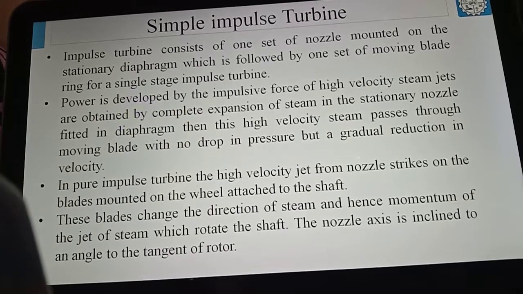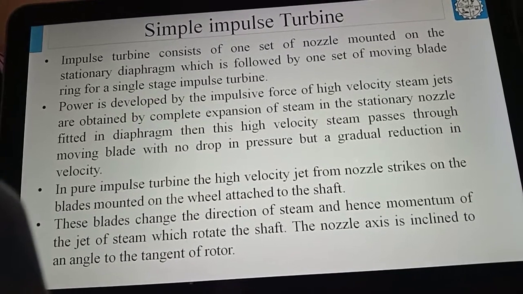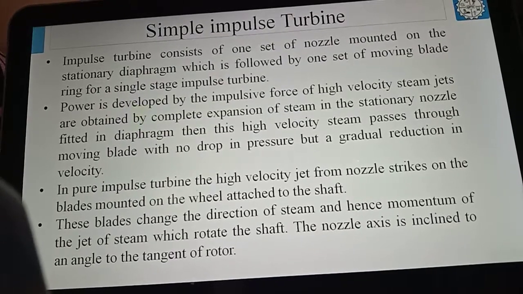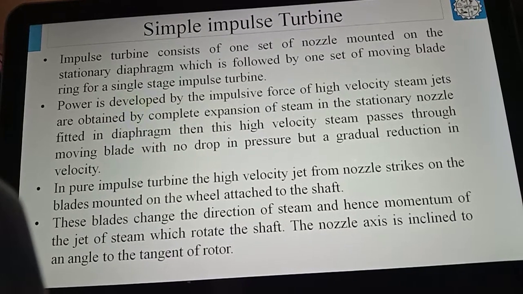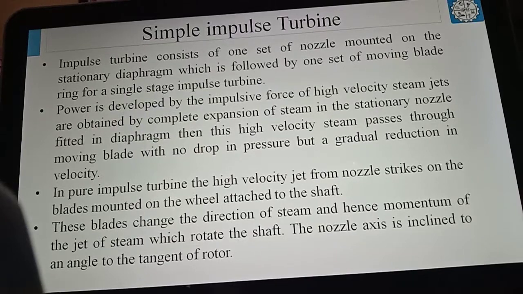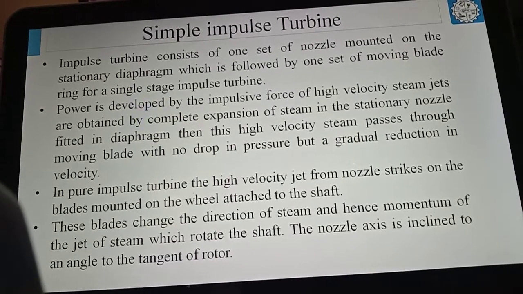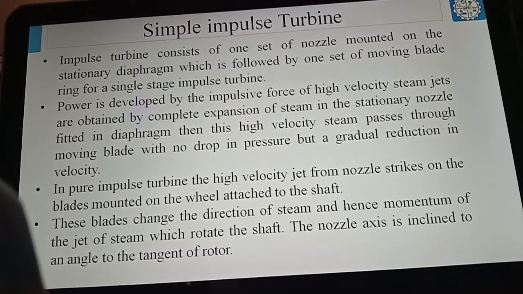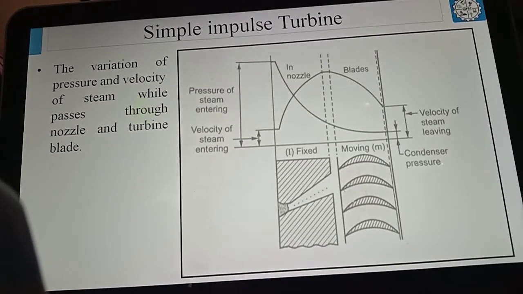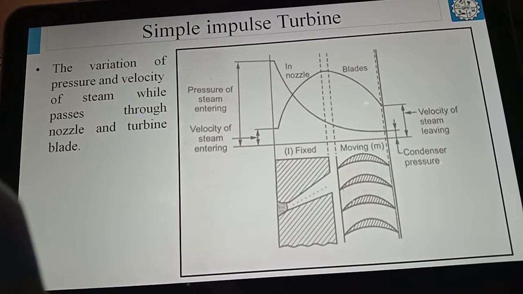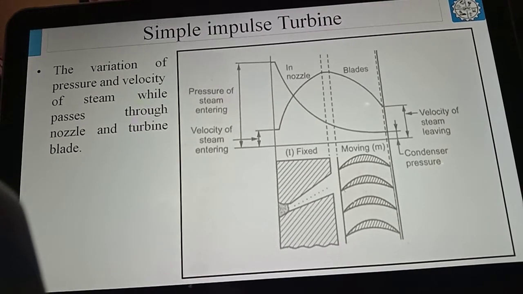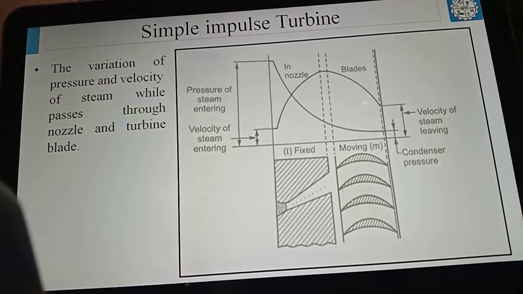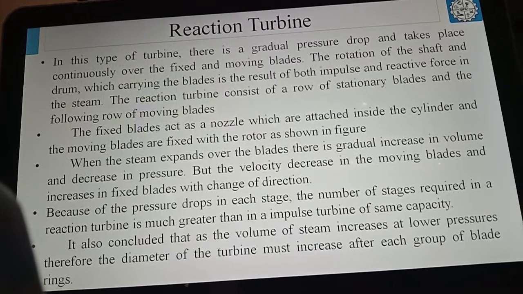Impulse turbine consists of one set of nozzles mounted on the stationary diaphragm, which is followed by one set of moving blade ring for a single stage impulse turbine. So this is a general description of the simple impulse turbine. The variation of pressure and velocity of steam while it passes through nozzle and turbine blade is covered in this slide.